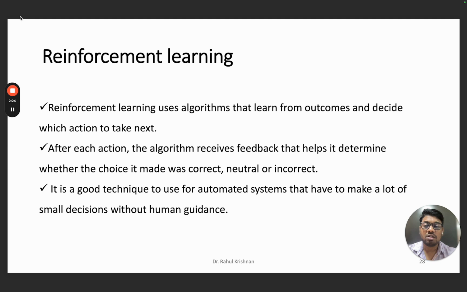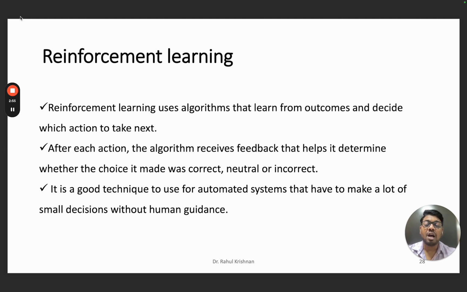But in reinforcement learning, this is an algorithm that learns from the outcomes and decides which action to take next. That means it will act on some scenario, look at the outcome of that particular action, and then decide which action to take next. So this is how reinforcement learning works.